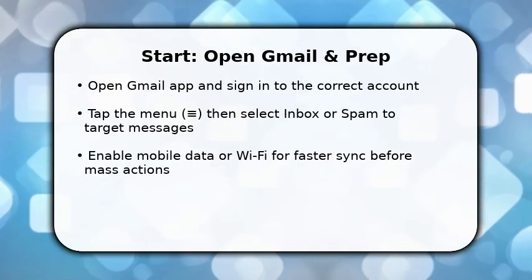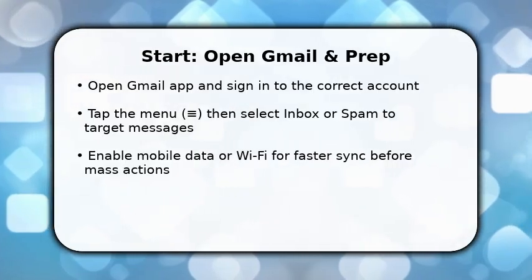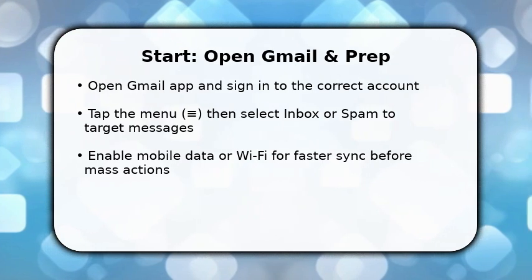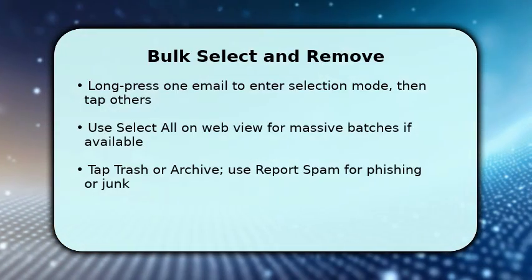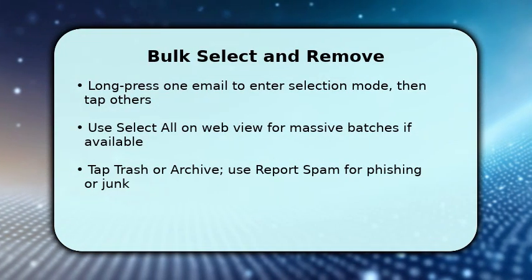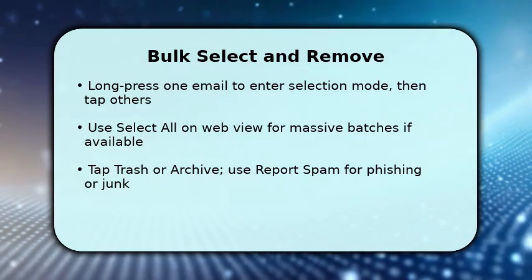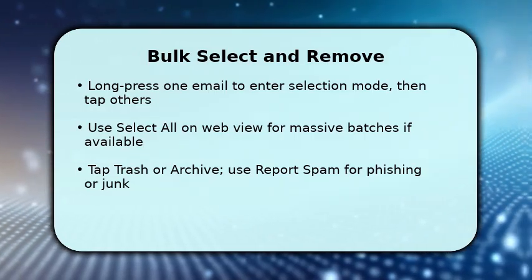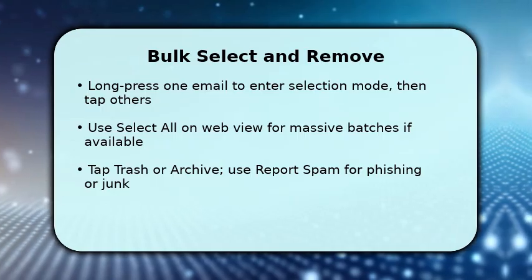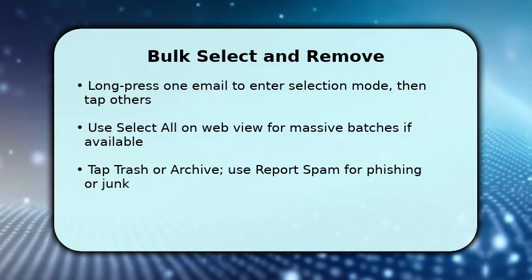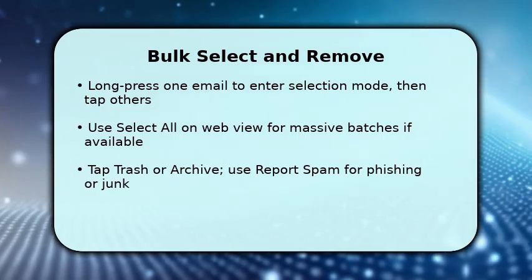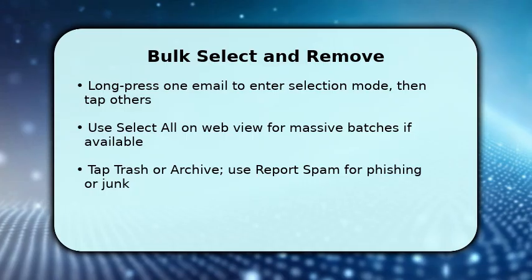Now locate the first message you want removed and get ready to select multiple items quickly. You'll long press a single email to enter selection mode, then tap each additional message or drag if your phone supports it. This is faster than deleting one by one. Once messages are selected, choose Trash to delete or archive to keep a record without cluttering your inbox.